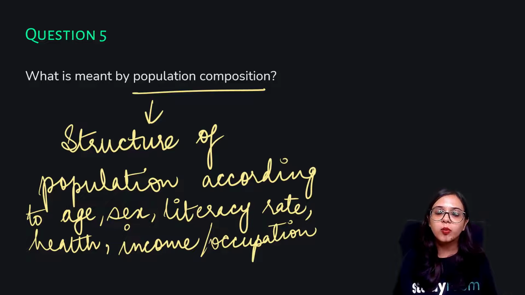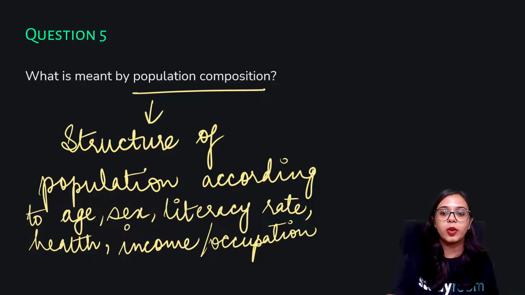When we study a population, you talk about all of these factors in accounts of age, in accounts of sex, and in accounts of whether the education rate is high, literacy rate is high, whether the income or job opportunity is high, whether that place is witnessing a better medical healthcare system or not. So this is meant by population composition.